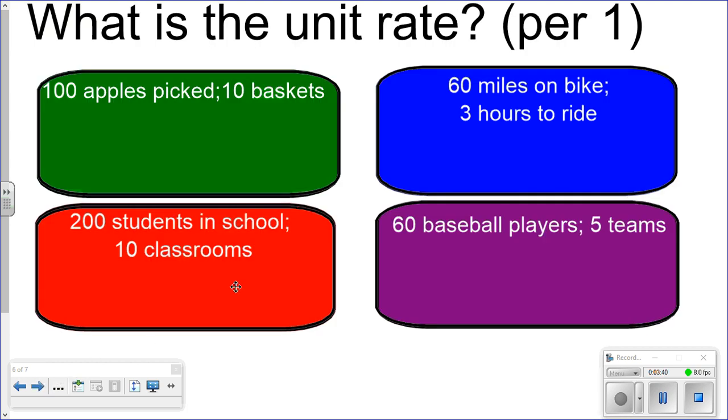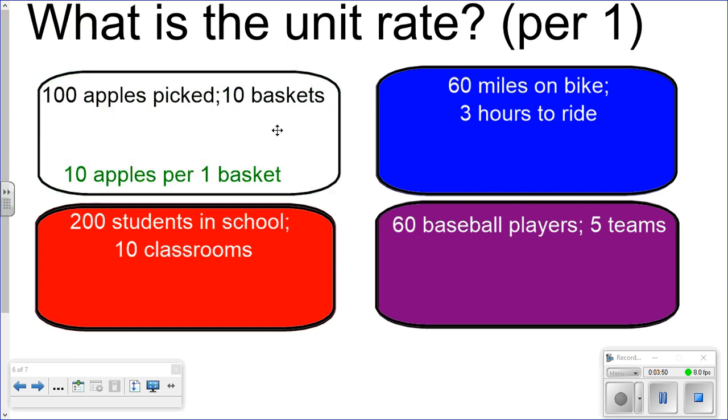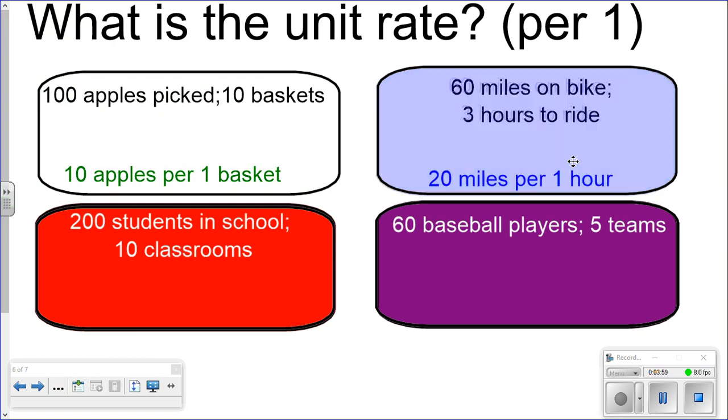So what is the unit rate? Remember, unit rate means per one. So if we have 100 apples picked and you have 10 baskets, how many is in each basket? Well, that's 10 apples per one basket. If you can go 60 miles on a bike and you have 3 hours to ride, what is the unit rate? 20 miles per 1 hour, 60 divided by 3.